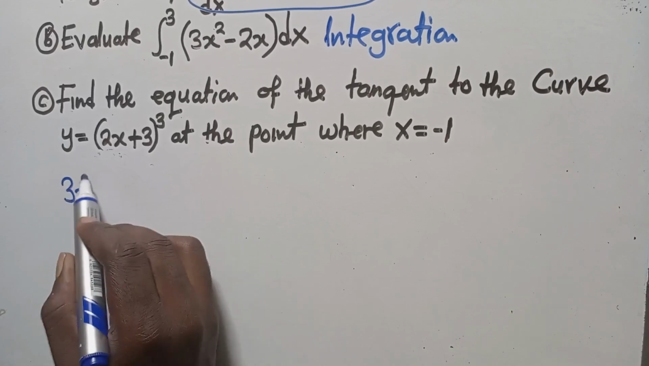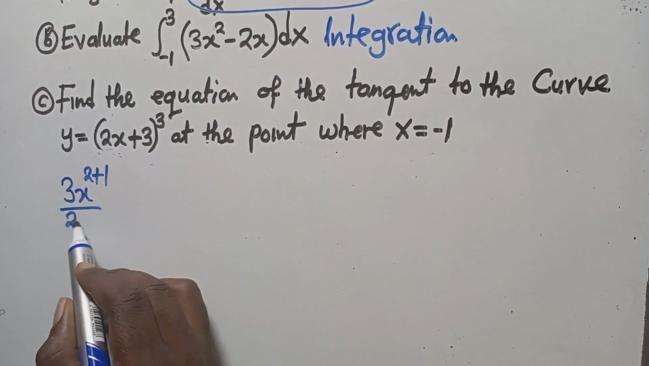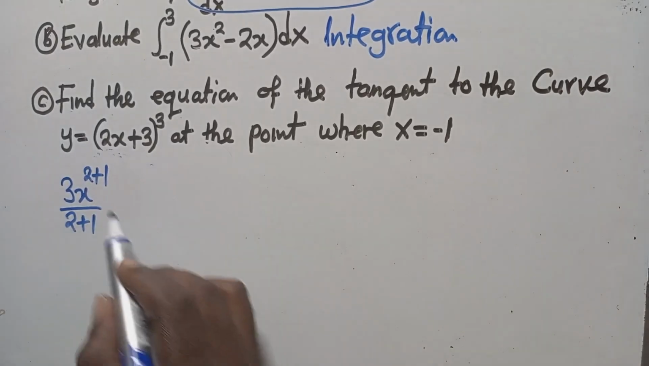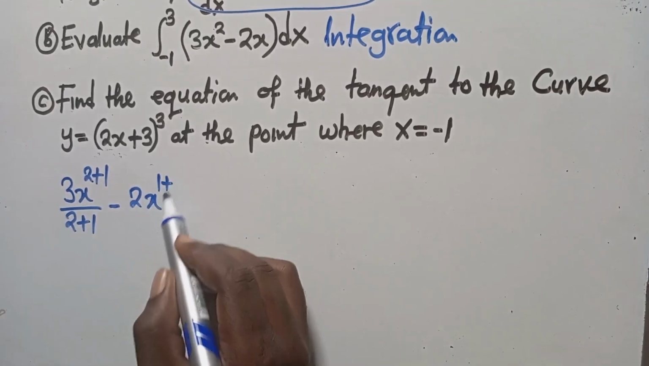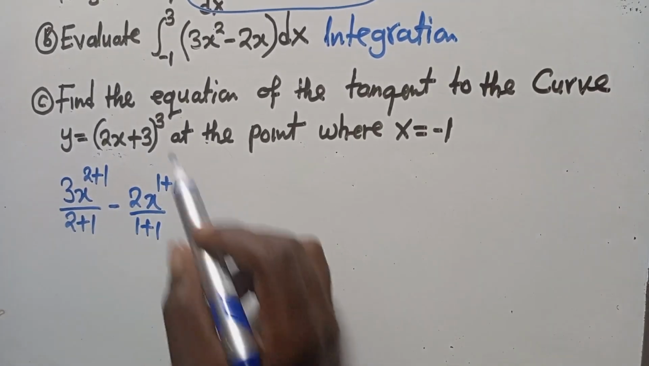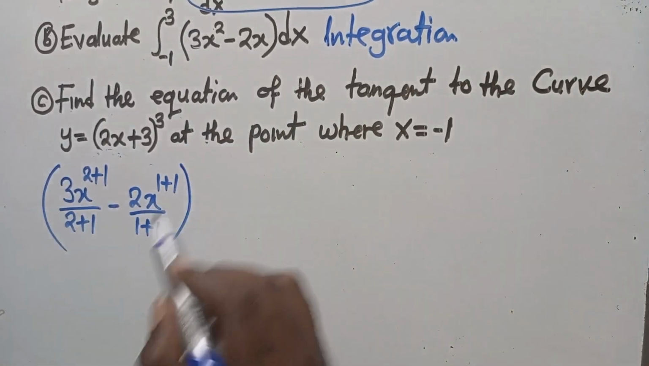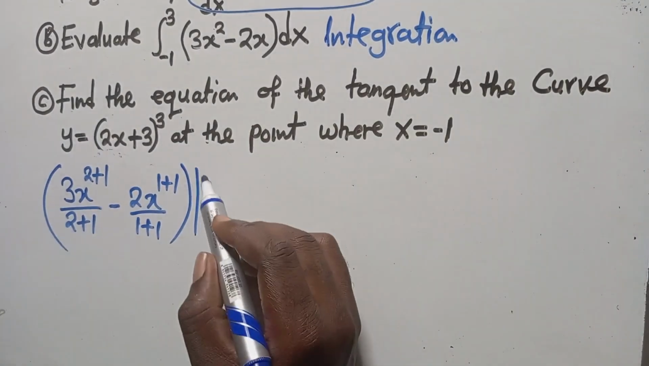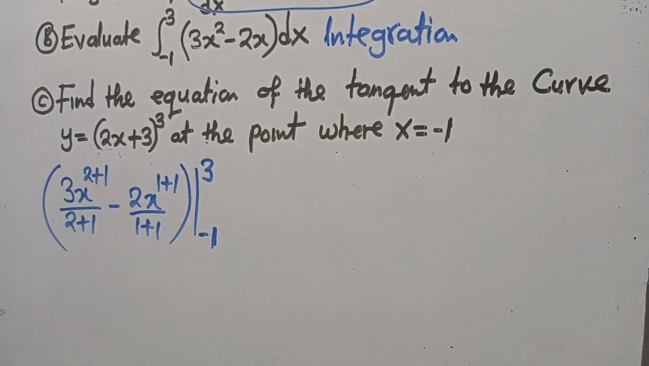That is 3x squared. I just say plus 1 over, we are just adding a 1. What is on top comes down, minus. That is 2x to the power 1. We say plus 1 over 1 plus 1. We are not putting a c because we will need to find the final answer. I do this, then I put those limits. I've got 3 there and negative 1 there. This is what I'm doing.